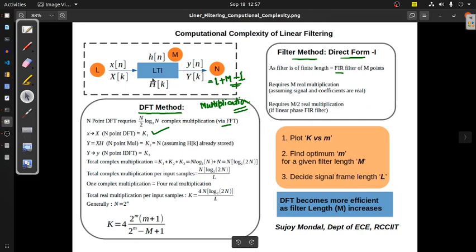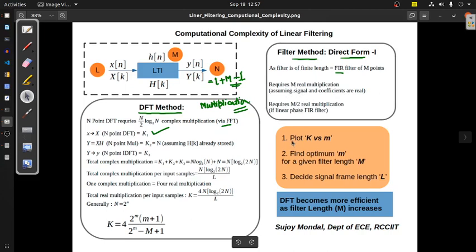Even if the filter can be represented as a linear phase FIR filter, then that can be brought down to m by 2 real multiplications. Fine, that is a special condition, but we are not considering this one because all the filters might not be linear phase filters. So that's why it is generalized to m number of real multiplications required, right?